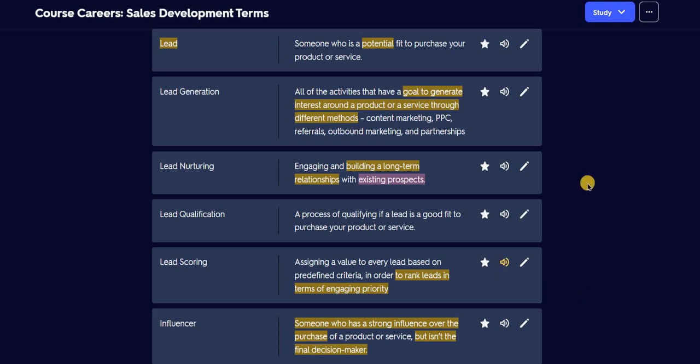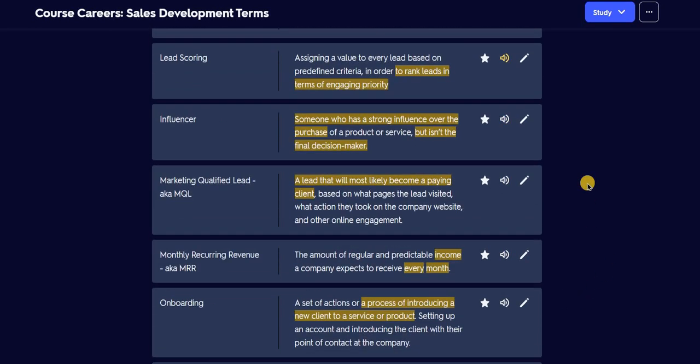Lead scoring. Assigning a value to every lead based on predefined criteria in order to rank leads in terms of engaging priority. Influencer. Someone who has a strong influence over the purchase of a product or service but isn't the final decision maker. Marketing qualified lead, also known as MQL. A lead that will most likely become a paying client based on what pages the lead visited, what action they took on the company website, and other online engagement.